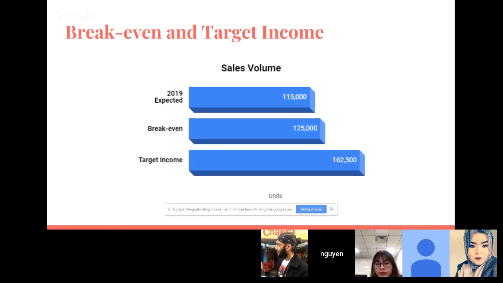And if you compare the units, the current expected unit for 2019 was 150,000, less than 10,000 compared to the break-even point. And if they need to achieve the target income, they need to reach the unit at 162,500 units. And here was the suggestion from David.